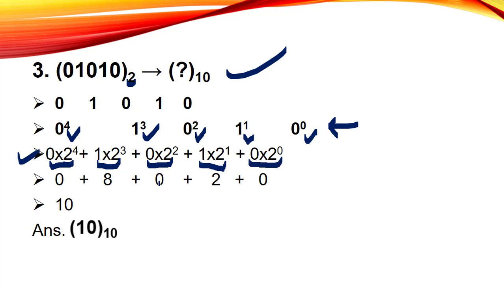Fine. After this, in the next step, we have to solve these numbers. It means we have to write their numerical values. So it will be equal to 0, this will be equal to 8, this term will be equal to 0, this term will be equal to 2, and this term will be equal to 0. I hope that you don't have any problem with this much calculation. Well, in the next step we have to add these numbers. So when you add these numbers, you will get the result as 10.